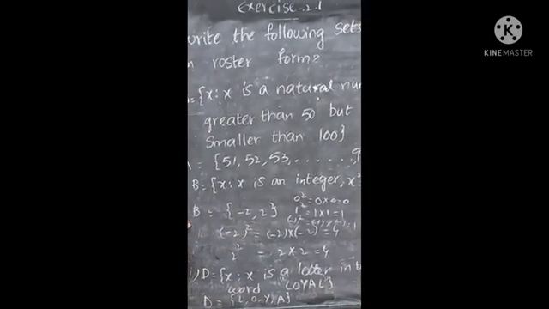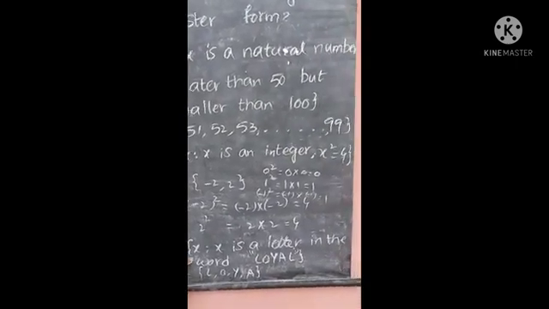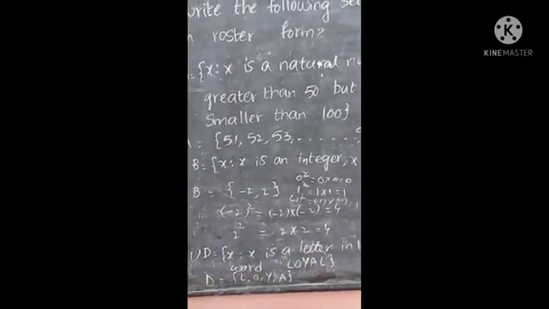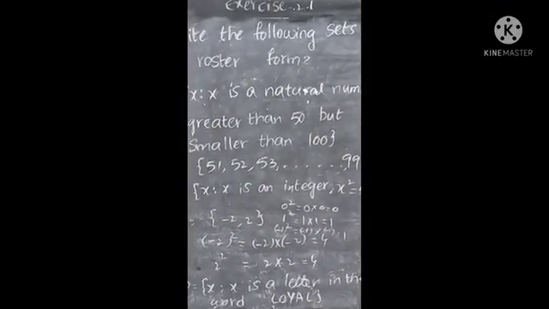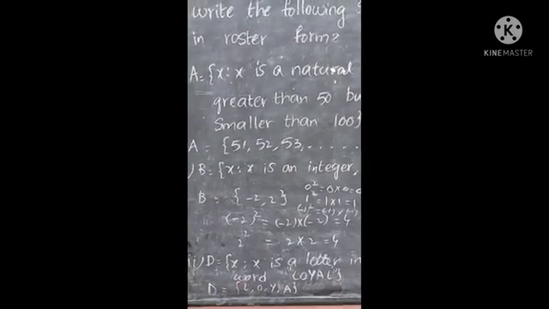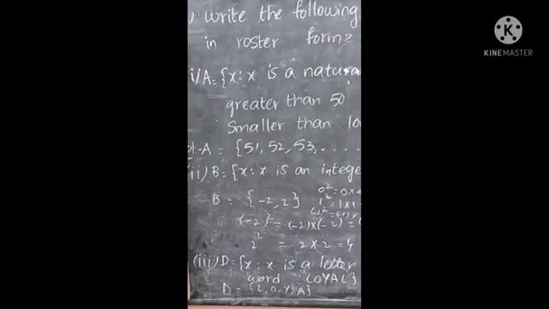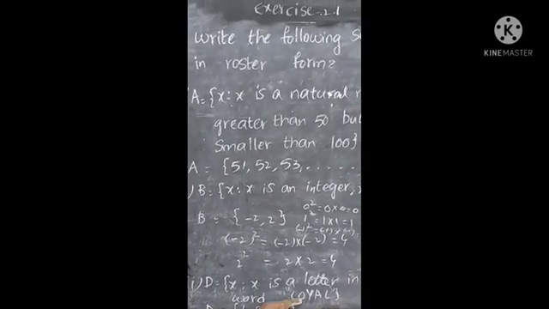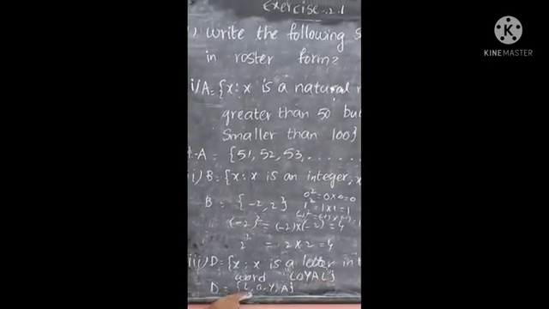Next, see the third question. D is equal to x such that x is a letter in the word loyal. Here one word is given, that is loyal. What are the letters in that word? L, O, Y, A, L. But we have to write each only once. If a letter is repeated, we write it only once. So L, O, Y, A. These are the letters used in this word loyal. Then the elements for this set are L, O, Y, A only. So this is the roster form for this set D, given in set builder form.